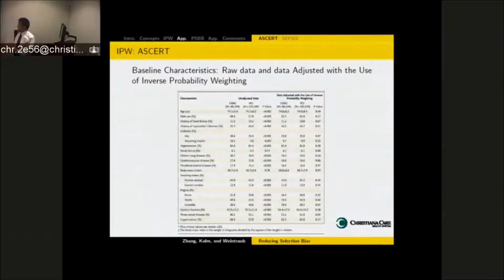So these are the basic results we obtained by using IPW. We can see that before we use IPW, which is the unadjusted data, as we already saw last Friday, all of the covariates were not balanced. After we use IPW, we can see all of the important baseline covariates were balanced. So this is one of the main advantages of using IPW to get balanced results.